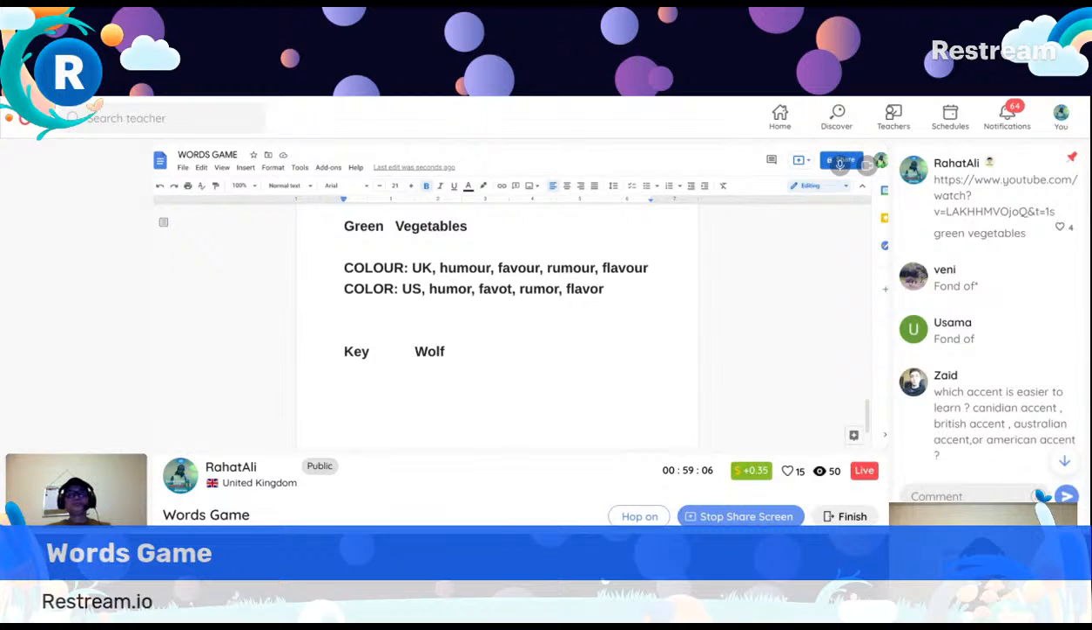Zaid asks, which accent is easier to learn? Canadian, British, Australian, or American? Okay, it depends on which one you're after. But as an English teacher, I always advise to go for the pronunciation. Do not go for the accent. If you don't have good pronunciation, possibly you're not going to have a good accent either, because pronunciation is the important matter to know. If you don't pronounce a word correctly, then possibly you're going to have some fake and wrong accents where people will be confused to hear your conversation, you know.